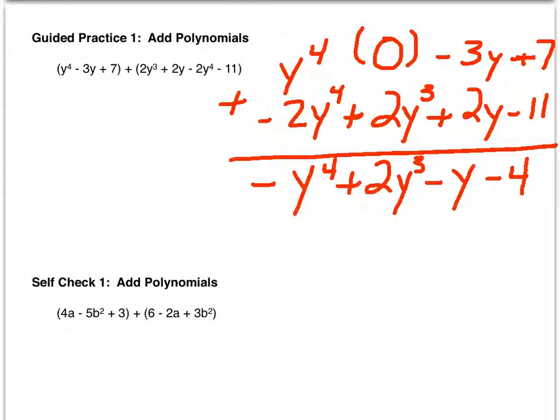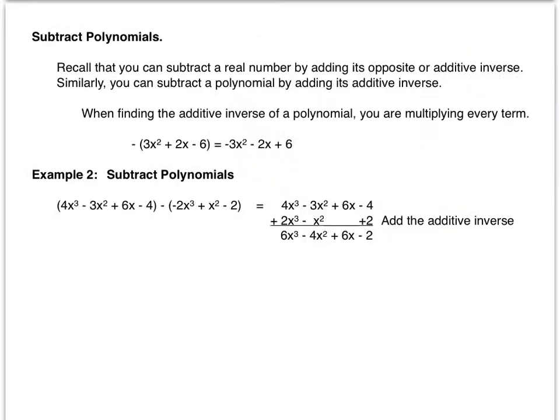In self-check 1, you practice adding polynomials by adding 4a minus 5b squared plus 3 plus 6 minus 2a plus 3b squared.